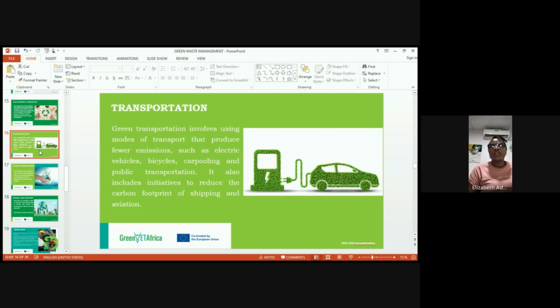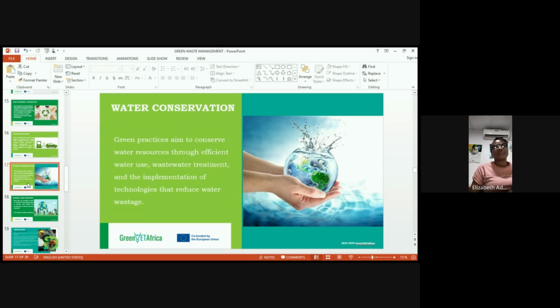And then carpooling. This may be when 5 or 6 of us are going to a place, instead of all of us going with our cars, we can decide to come together and use just one car, thereby reducing emissions from the other cars that would have otherwise been on the road. And also embracing the use of public transportation as much as possible. This also includes initiatives to reduce the carbon footprint of shipping and in aviation.